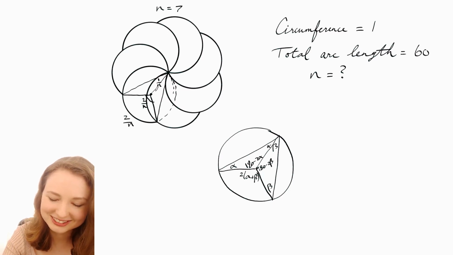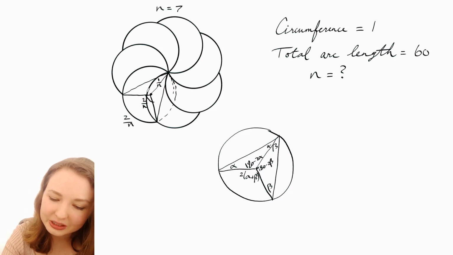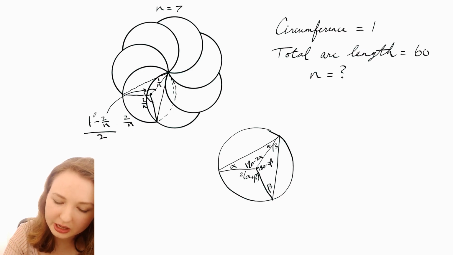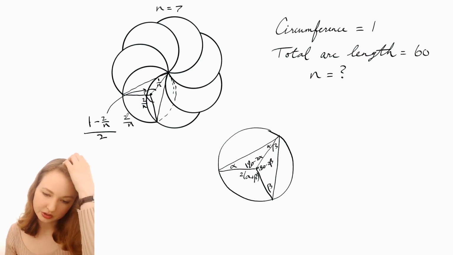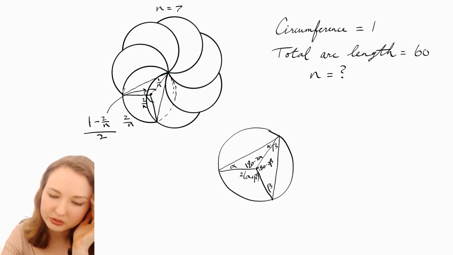So that was a confusing way to explain it, but that angle there is going to be 1 minus 2 on n, divided by 2, like that much of 360, because the 1 minus 2 on n is that whole angle, and then you halve that because that's the same as that. So that will give you that arc length.